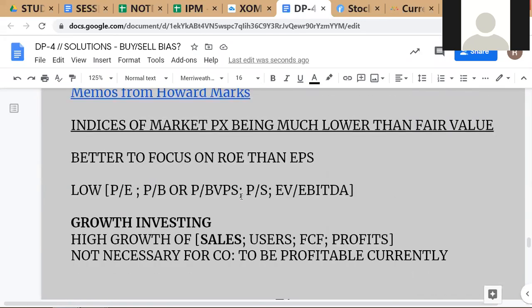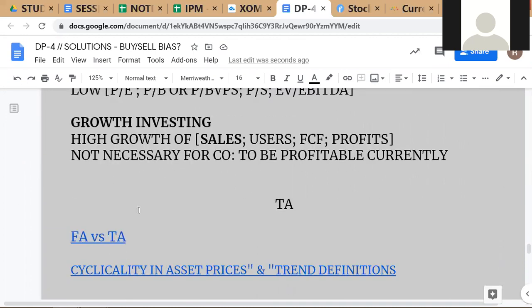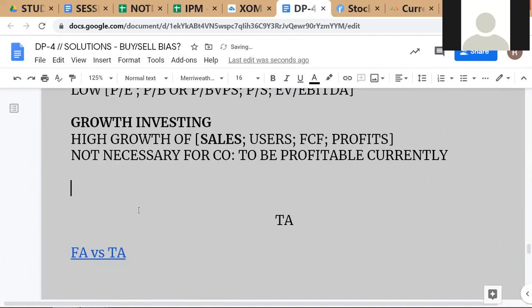Sometimes you might hear a term like Legg Mason, which is an asset manager. I think they were bought by another company, I'm trying to remember which one, but somebody bought Legg Mason. Let's say income investing.